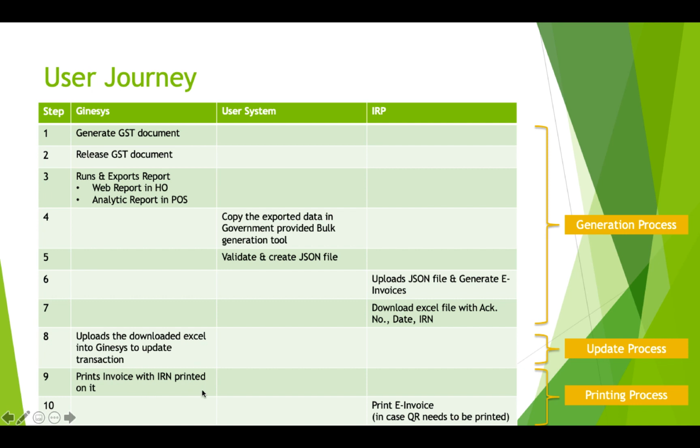Note, the QR code data is not being reverted back to the ERP system if you are generating the e-invoice using the bulk utility tool. In case you feel that QR code needs to be printed, you can print the invoice from Ginesys. Similar to e-waybill, you can print the e-invoice from the government portal, attach the same on top of your invoice and send it to the buyer.